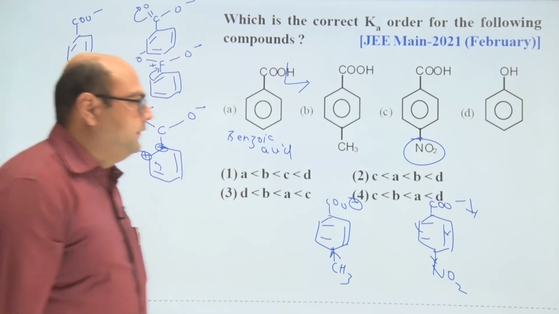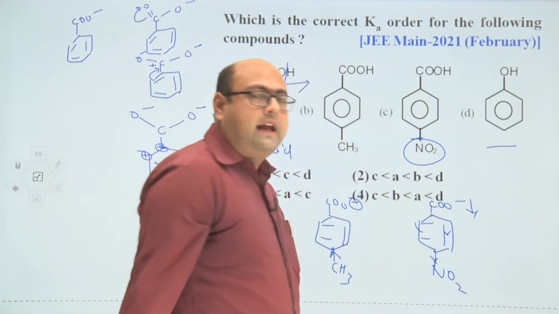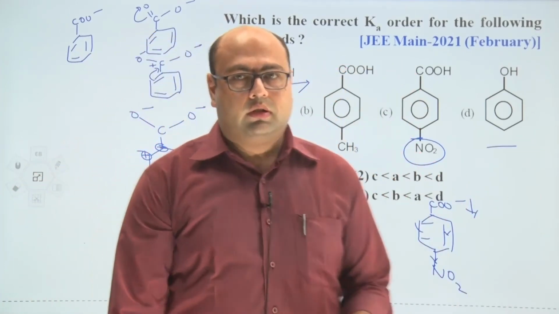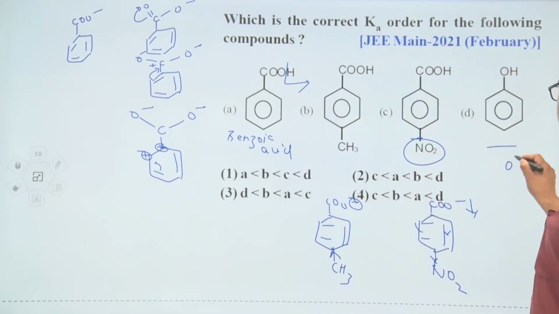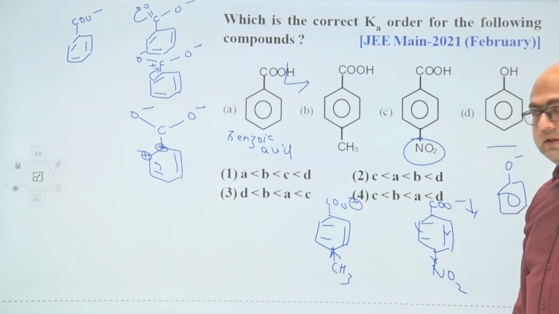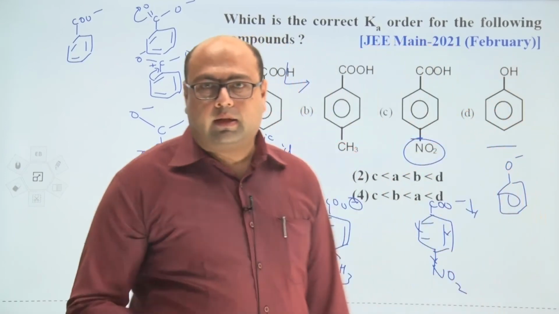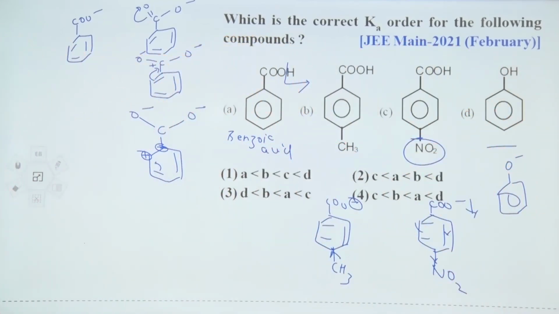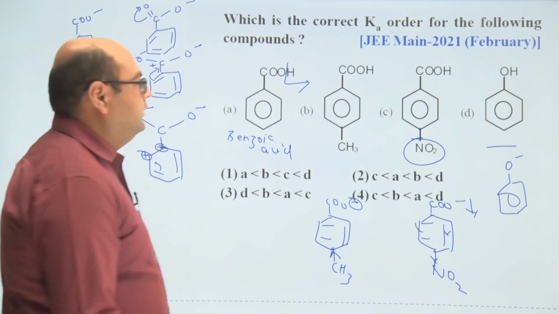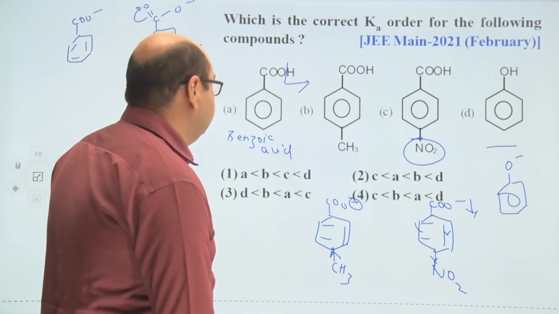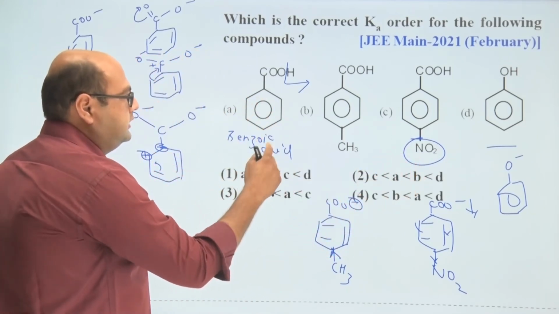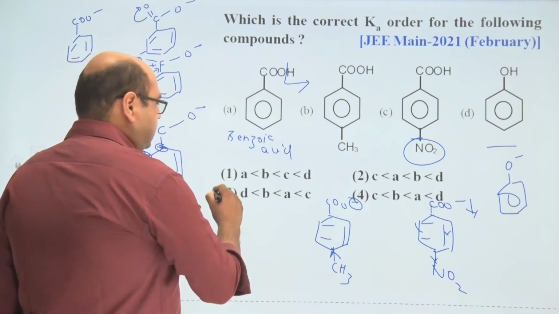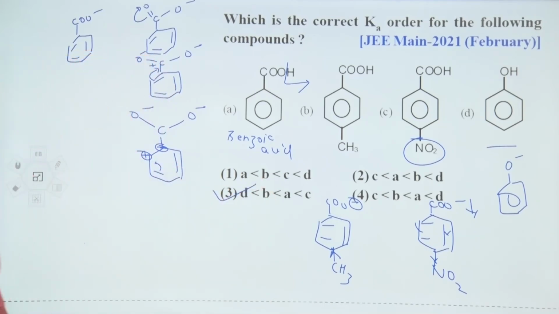The fourth compound is simple phenol. When it loses the H ion, a negative ion will be formed, O minus. It will be stabilized by resonance, but it is a very weak acid as compared to the other acids. So what will be the acidic strength order? The maximum acidic strength will be of C, then A, then B, and then D. So the correct option will be the third one.